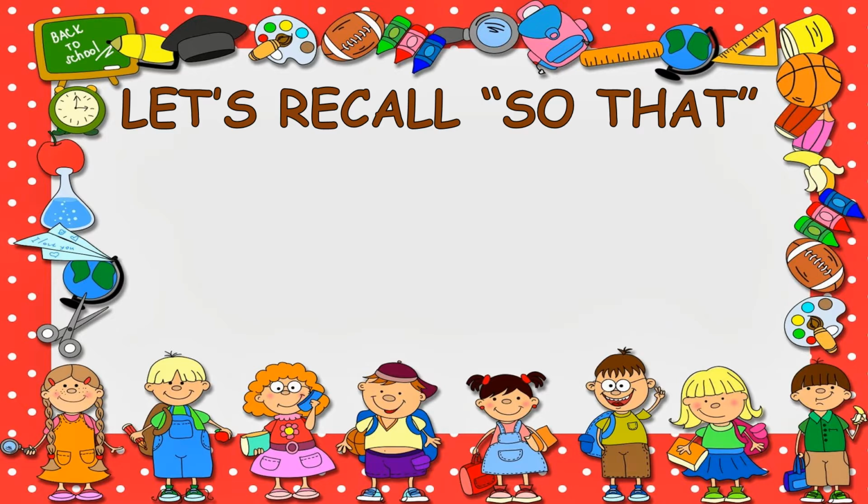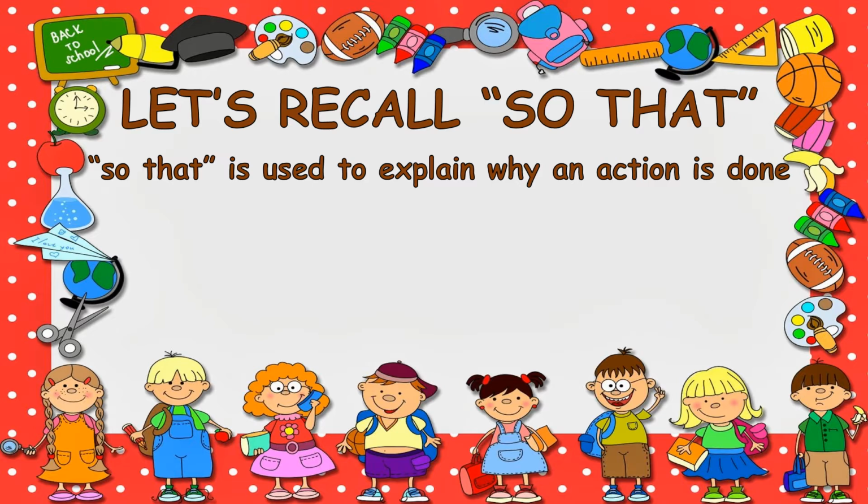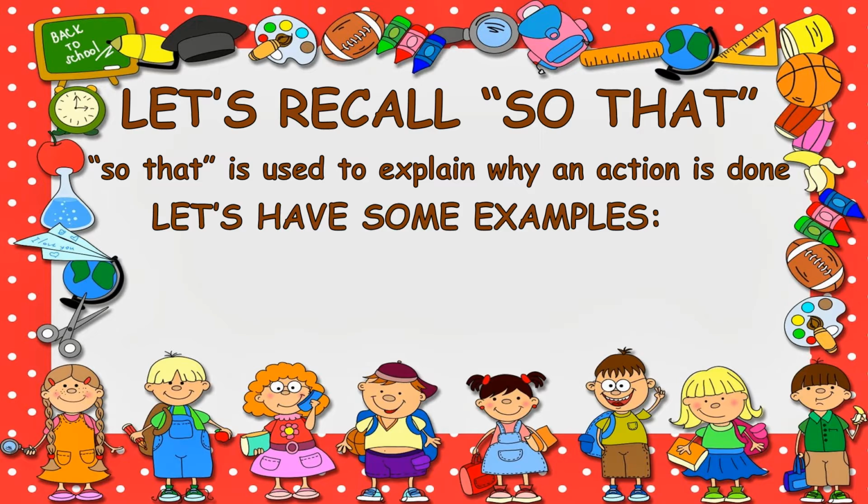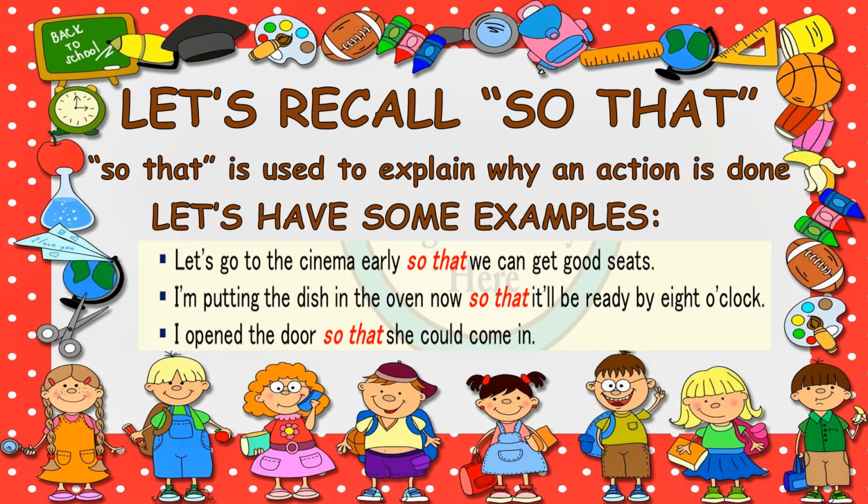Let us recall our lesson so that. So that is used to explain why an action is done. Let's have some examples. First, let's go to the cinema early so that we can get good seats. We use so that because it explains why the action is done. Why should we go early to the cinema? The answer, so that we can get good seats.